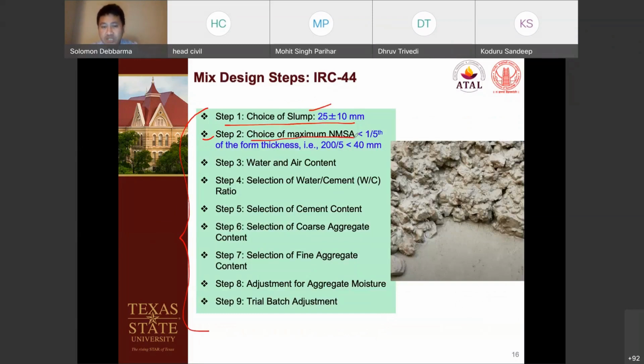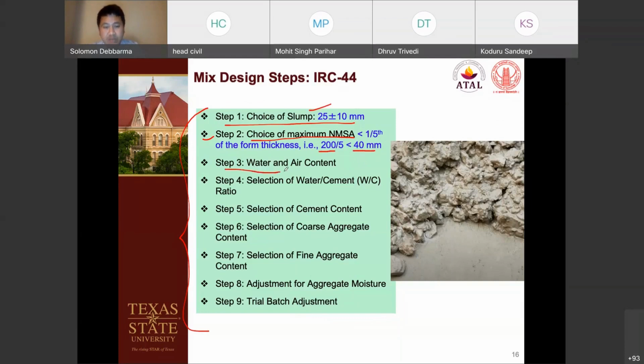So as I have mentioned, nominal maximum size aggregate is important because of the wall effect. The nominal maximum size aggregate should be less than 1/5 of the form thickness. Let's say the thickness of the pavement is 200 mm. So my nominal maximum size should be about 40 mm. IRC 44 recommends that the nominal maximum size aggregate should not be greater than 31.5 mm.